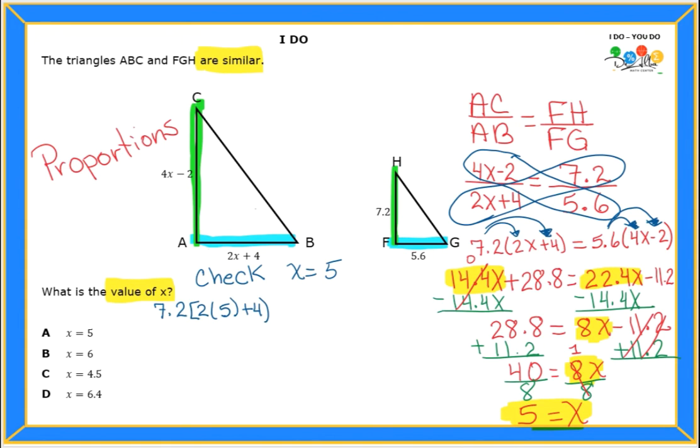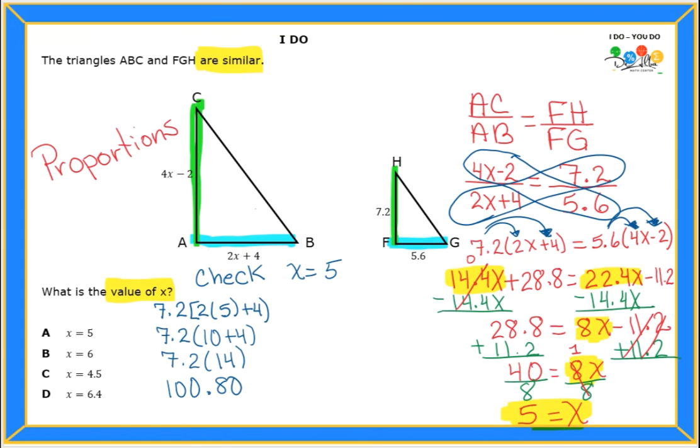The reason I wrote a bracket instead of a parenthesis was because I was going to have another parenthesis inside, so we want to make sure that we don't get confused. Now I can get rid of the parenthesis inside, because I'm going to multiply 2 times 5, which is 10, plus the 4. This will be 7.2 times 14, and I get 100.80.